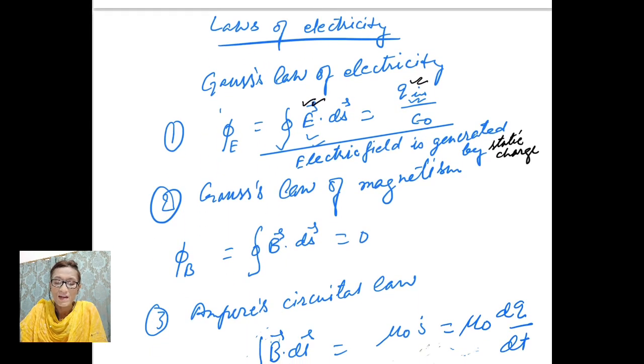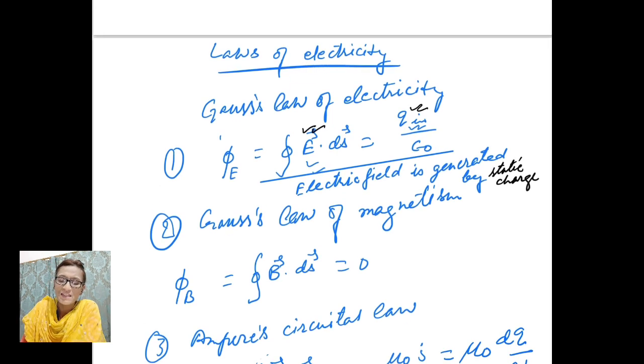So what are the laws of electricity? Gauss's law of electricity. So you know that electric flux is equal to the surface integral of electric field, and it is equal to the stationary charge enclosed upon epsilon naught. So it suggests that stationary charge produces electric field.